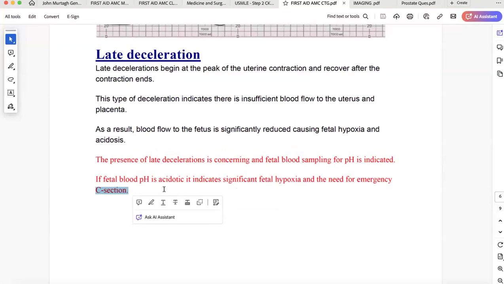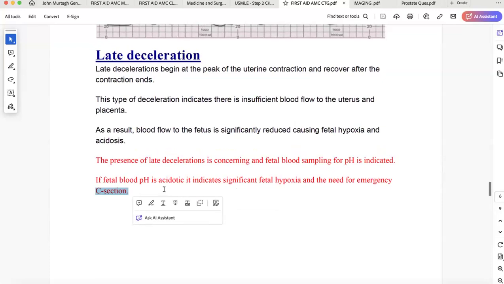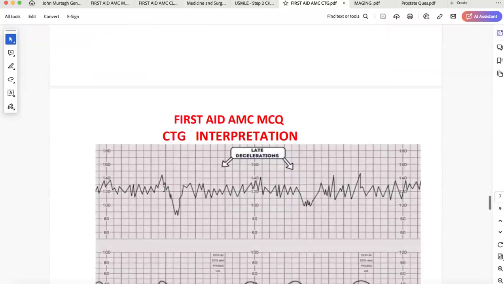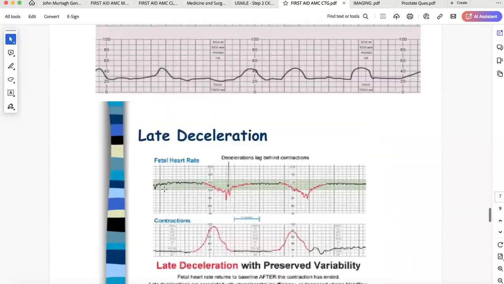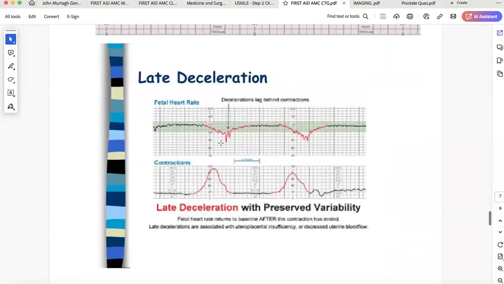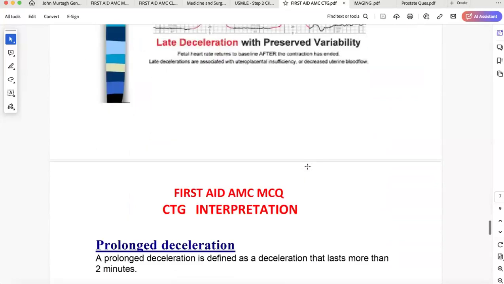and a need for emergency cesarean section will be the most important management in this case. So if there is a late deceleration, your next step is a fetal scalp blood sampling for pH or lactic acid. If pH is acidotic or lactic acidosis is there, then that will require emergency cesarean section. So you can see another late deceleration over here as well.